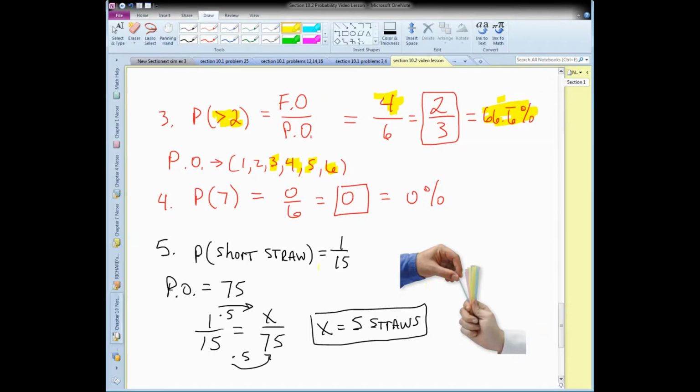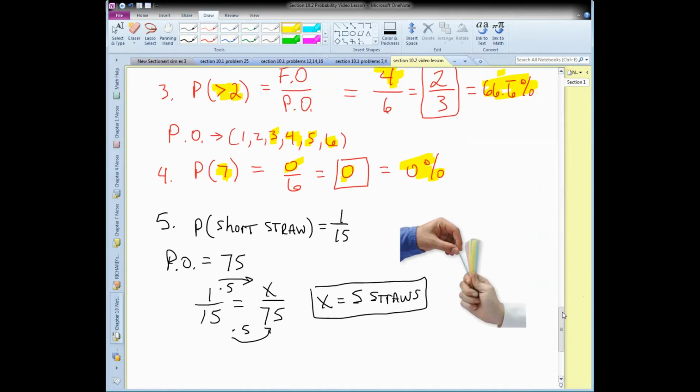For number 4, the probability of rolling a 7. Well, there's no 7 listed here in my possible outcome. So my favorable outcome, there is no 7. So there are 0 favorable outcomes. There's 0 7s. You cannot roll a 7 on a 6-sided dice. So the probability of that happening is 0, okay, or 0%.